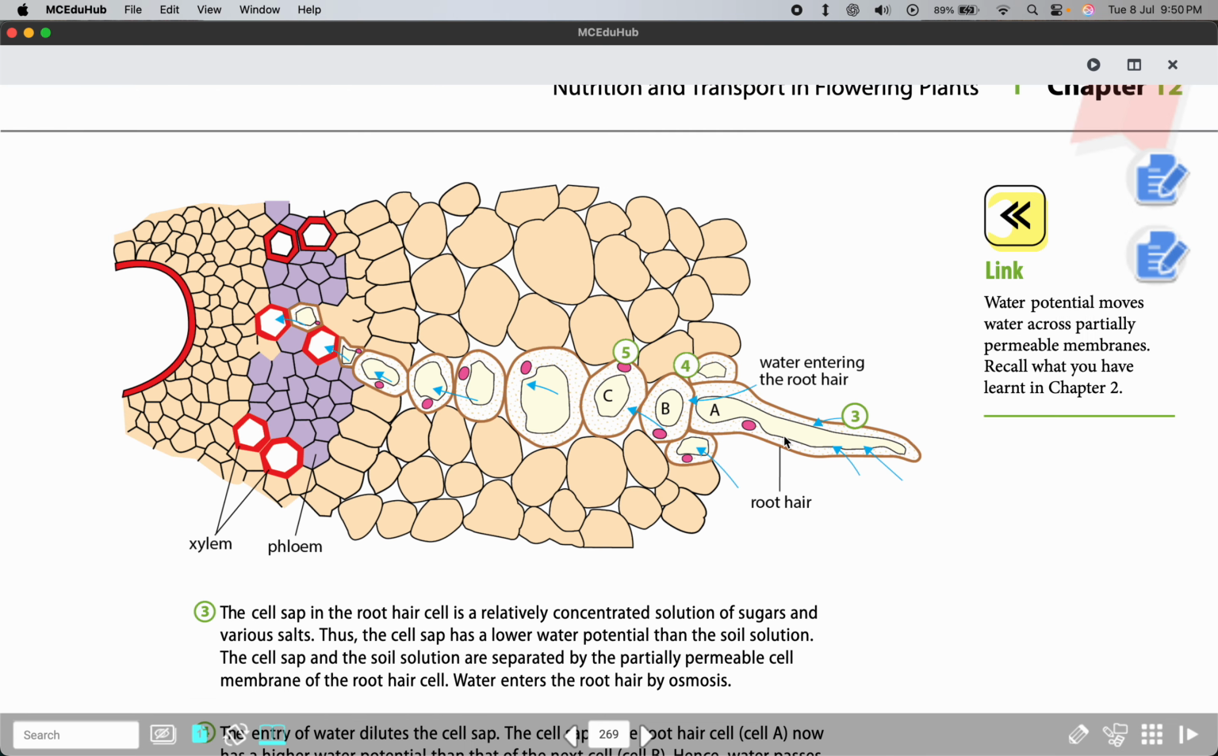And what about mineral salts? Just a quick one. Mineral salts will move into the cells by a mixture of diffusion and active transport also.